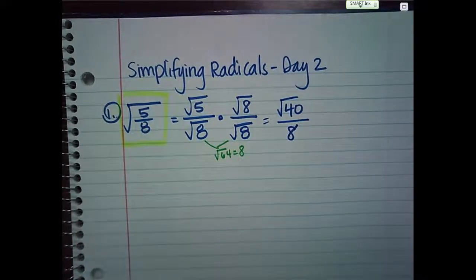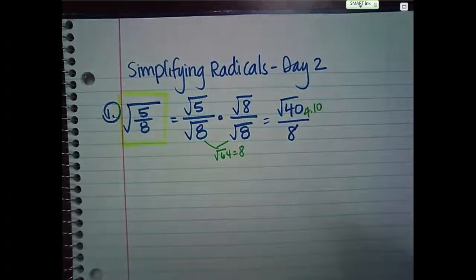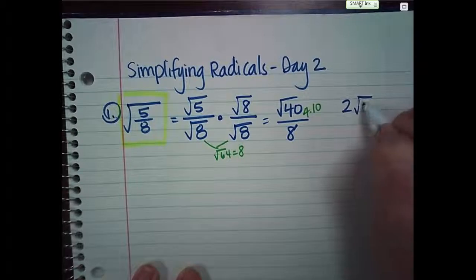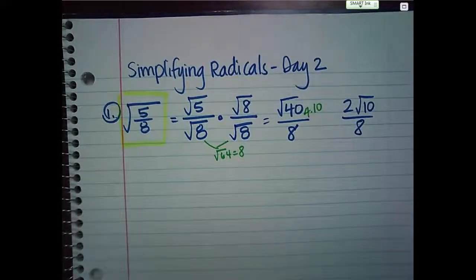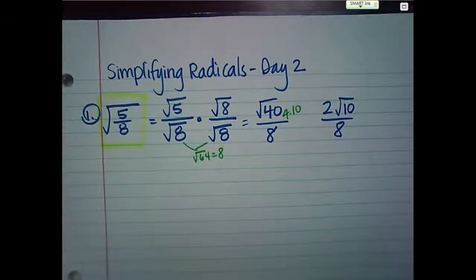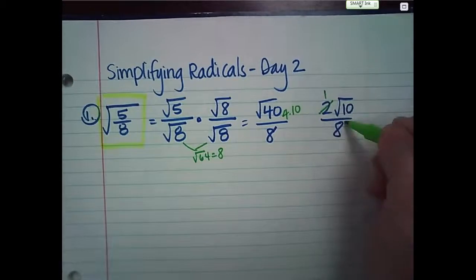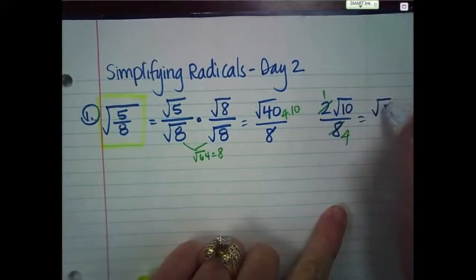But you can break up 40, right? We've done plenty of that today already. 4 times 10. So you end up with 2 root 10 over 8. Can I simplify it any farther? Yeah, the 2 and the 8 reduce, correct? 2 fits in here once and 2 fits in here 4 times. So the answer is root 10 over 4.